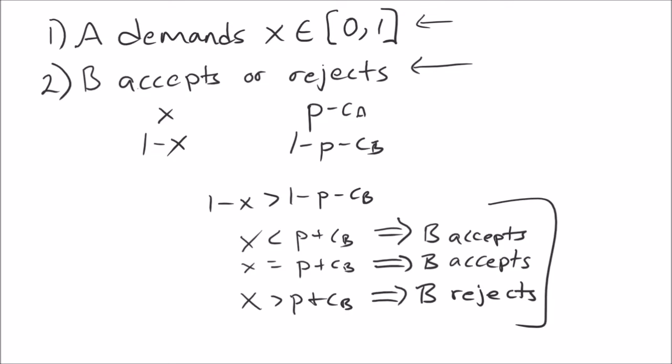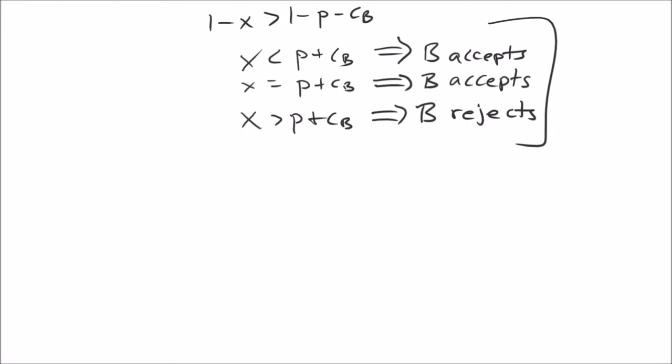Well, once we're armed with that knowledge through backward induction, we just go up to A's demand and figure out which demand is going to optimize A's payoff. And that will be the demand that A ultimately implements. Well, let's think about this as a number line. We're varying the value of x, and there's a single cut point of p plus cb.